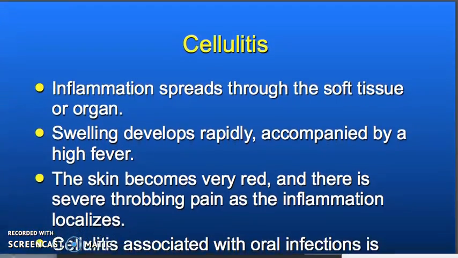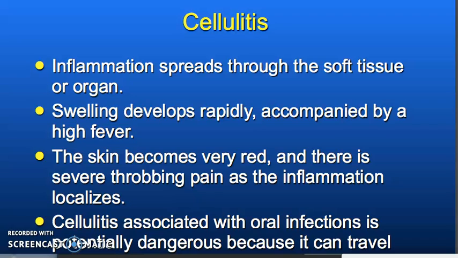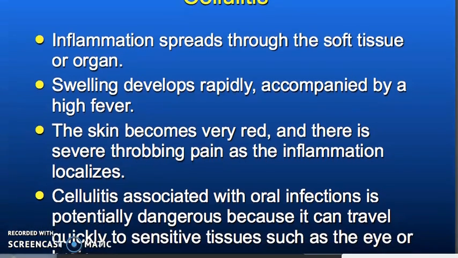Okay, so that's aphthous ulcers. So let's move on to cellulitis. Cellulitis spreads through soft tissues or an organ. It moves rapidly and it is accompanied by a high fever, so it can become very serious very quickly. The skin becomes very red and there's severe throbbing at the inflammation site.